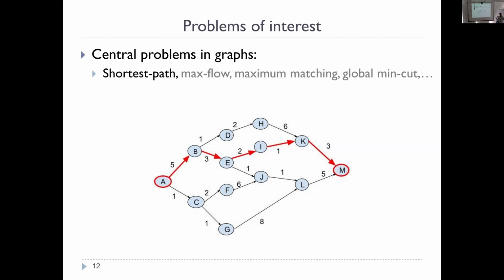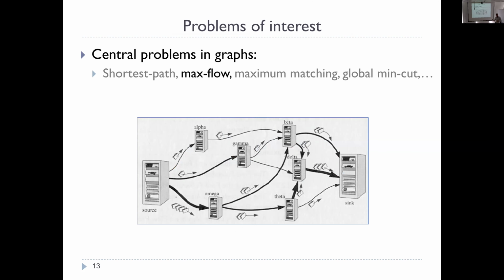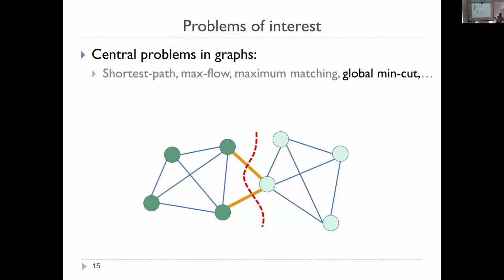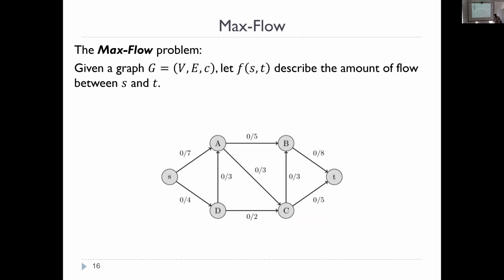So what are central problems in graphs? We have the shortest path problem. We have the maximum flow problem, right? So matching, global minimum cuts, classic problems. Specifically, I focus on the maximum flow problem.